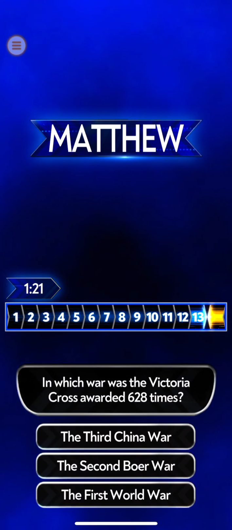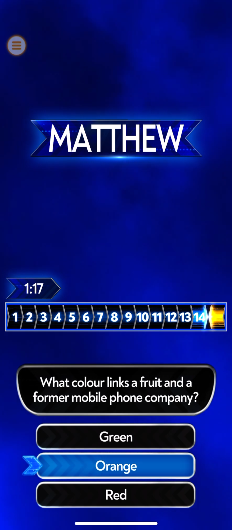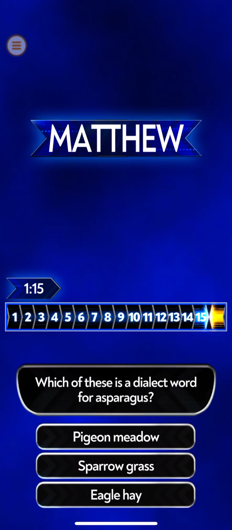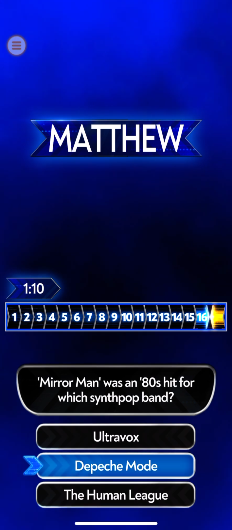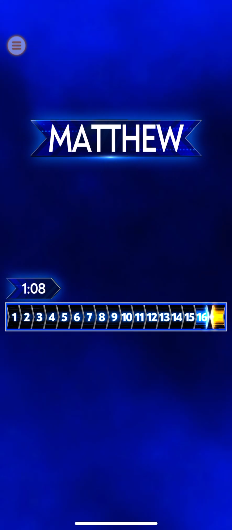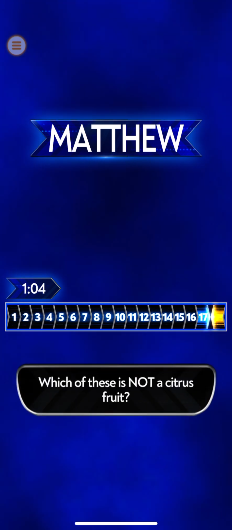In which war was the Victoria Cross awarded? What color links a fruit? Which of these is a dialect word? Mirror Man was an 80s hit. Which of these totals is the lowest number? Which of these is not a sit?